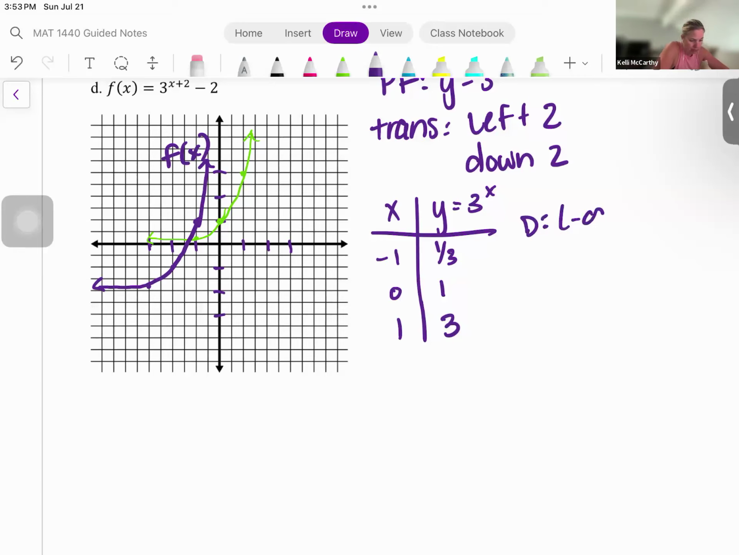The domain, -infinity to +infinity. Our range starts at -2 and goes all the way to +infinity. And now our horizontal asymptote, because of that vertical shift down, is y equals -2.